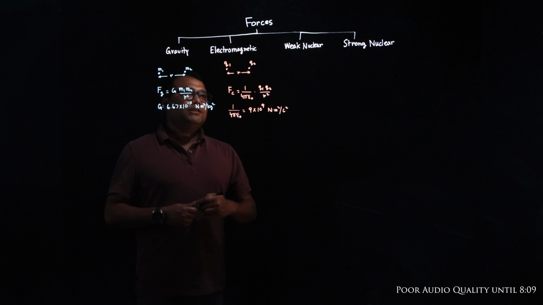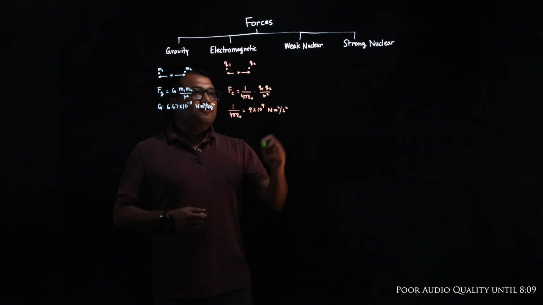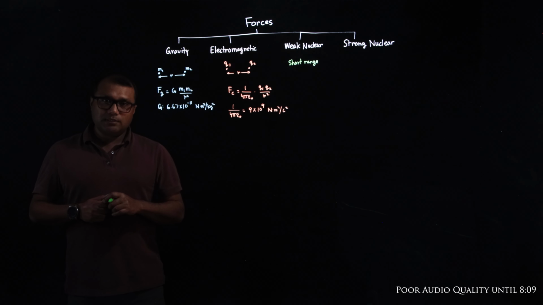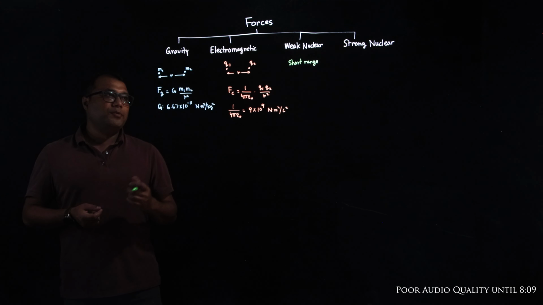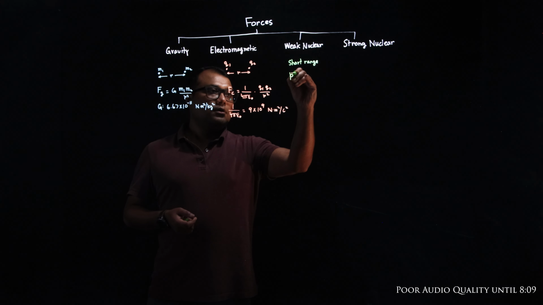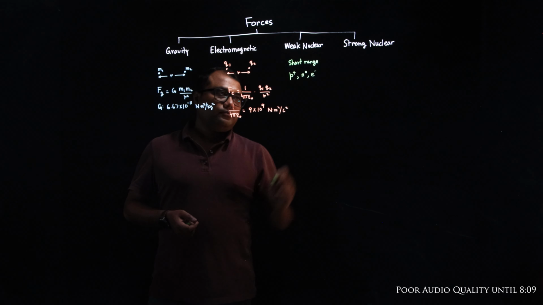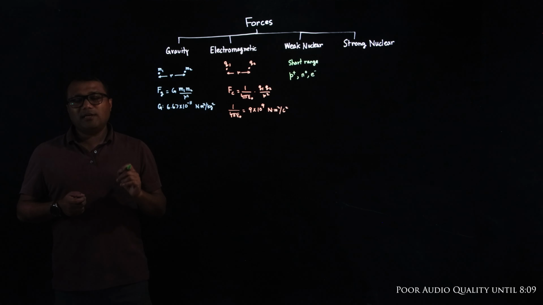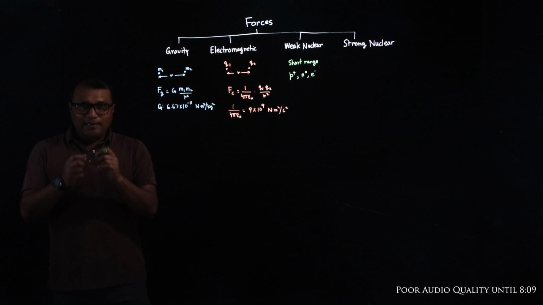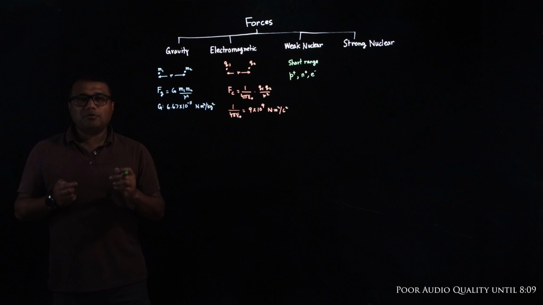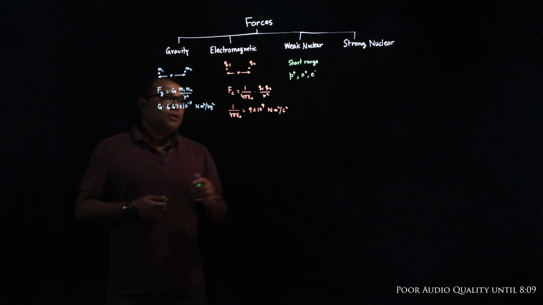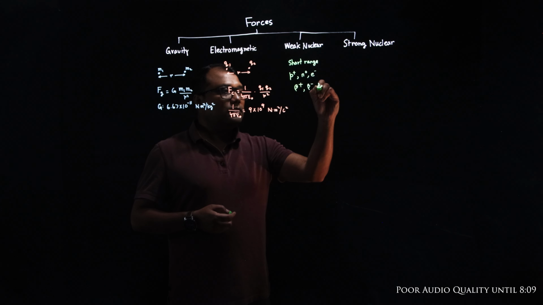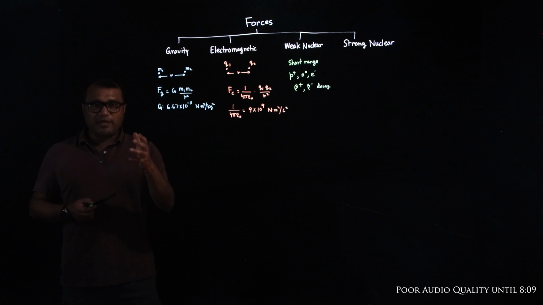Okay. Next is weak nuclear force. Now, weak nuclear forces are short range forces. Weak nuclear forces are experienced in reactions involving protons, neutrons, and electrons. Okay. And the range at which they are found is much smaller than the size of a proton or neutron. Anything longer than that range, these weak nuclear forces cannot be established at all. Okay. So when, let's say, a beta decay happens, these forces are found during such reactions.